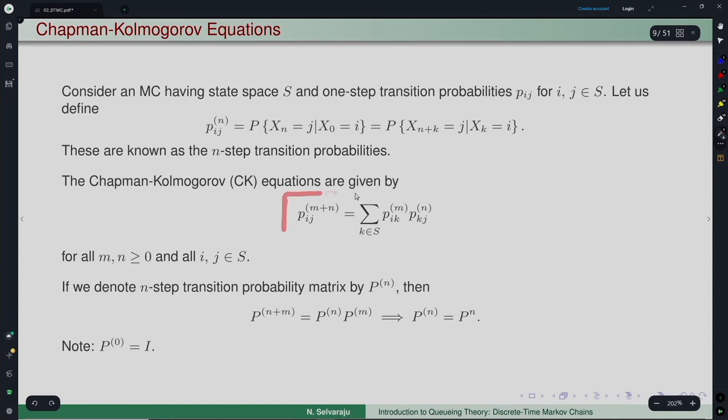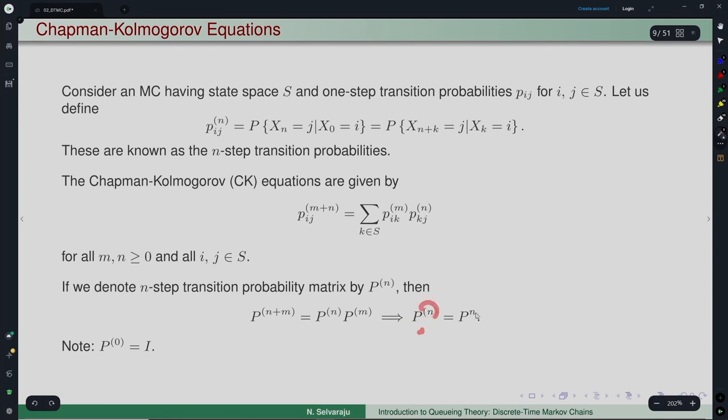So, you can write it down explicitly and see how this is true, because this is one of the fundamental relationships that we will have in a Markov chain when we are trying to compute multi-step transition probabilities. Now, if we denote this n-step transition probability matrix by P superscript (n), then if you write this equation in matrix form, meaning you collect everything in a matrix, this would be equal to this quantity.